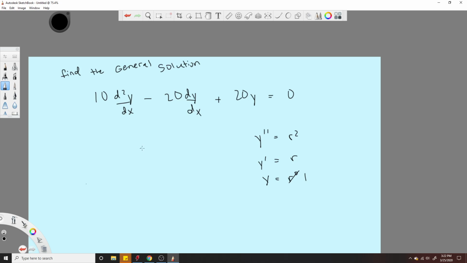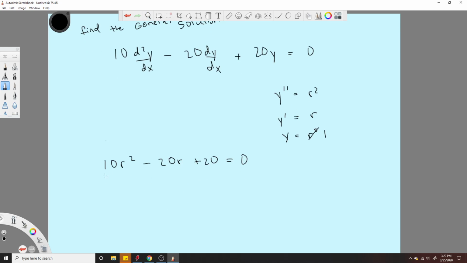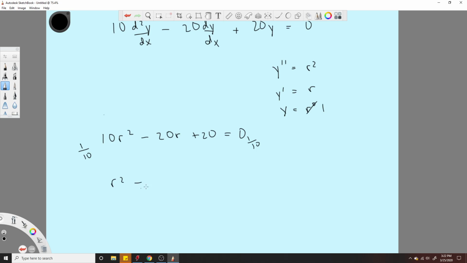Another thing is your form should be in a way that has a 1 in the coefficient for the, so let's just plug in the r's first. So r squared minus 20r plus 20 equals 0. Another thing you need for this form is you need the coefficient of your a term to be 1. So we'll divide everything by 10. So that'll be r squared minus 2r plus 2 equals 0.